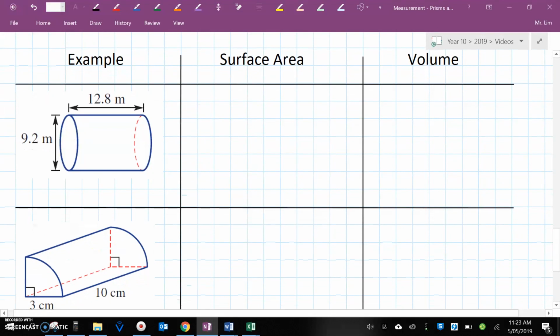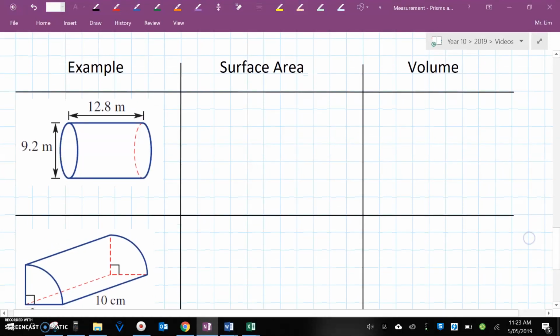So in the first question, we want to find the surface area of the cylinder. Surface area is equal to 2 pi r squared plus 2 pi r h. That gives us 2 pi times the radius. Well, we are given the diameter as 9.2. Therefore, the radius is half of that, which is 4.6. Plus 2 pi times 4.6 times the height, 12.8.